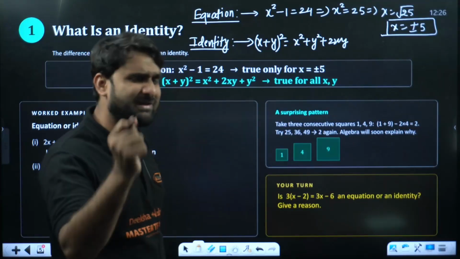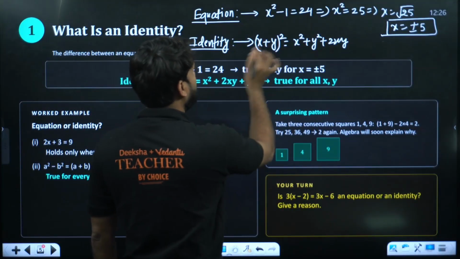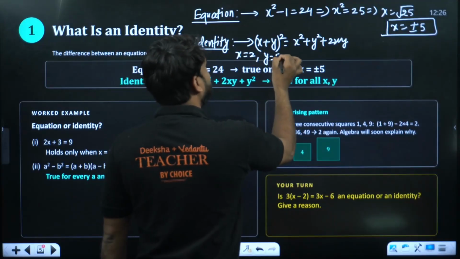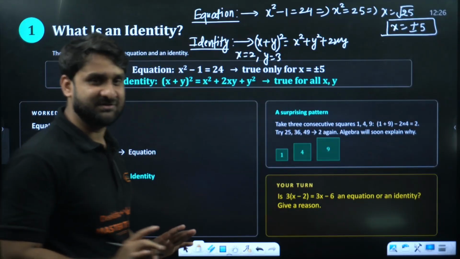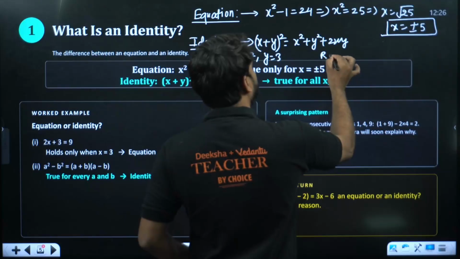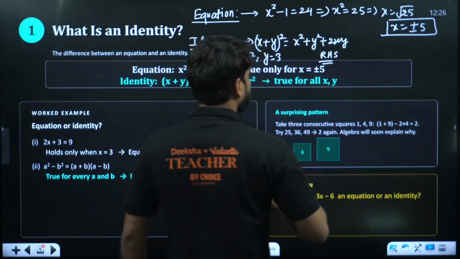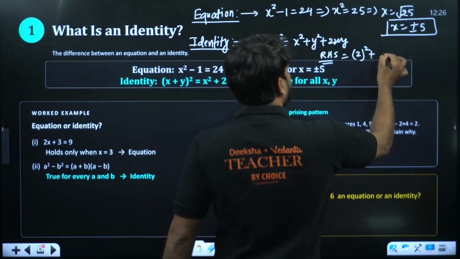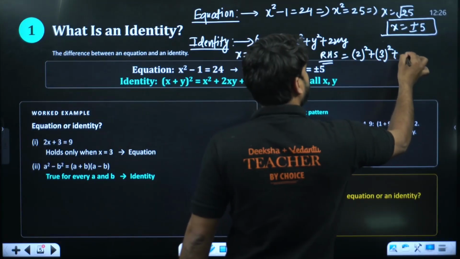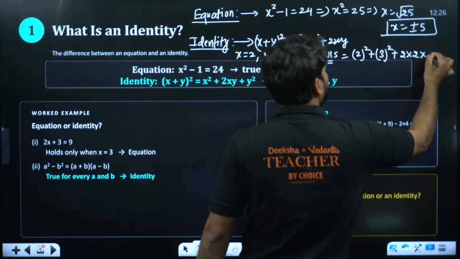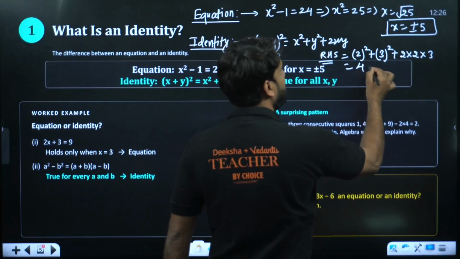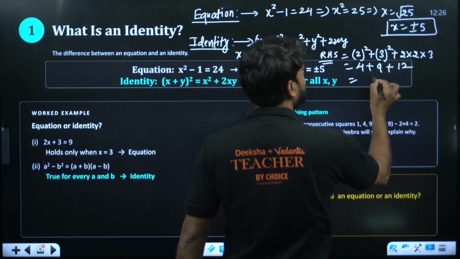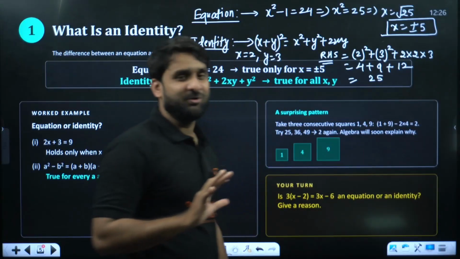So let me show you an example. Let's put here in this identity x as 2 and y as 3, at RHS and LHS. Now solve this. I'm solving RHS first. RHS is equal to x square plus y square plus 2xy. So this will be 2 square plus 3 square plus 2 into 2 into 3. Now solve this. 2 square will be 4, 3 square will be 9, and 2 into 2 into 3 is 12. If we solve this, we are getting 25. So I hope this is clear to you.